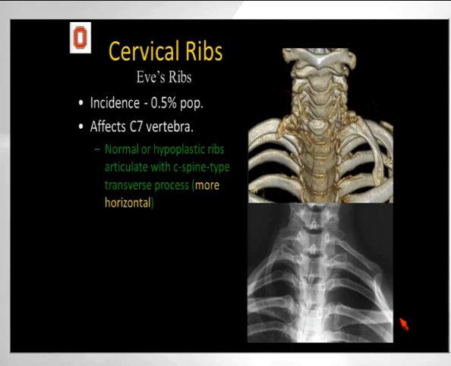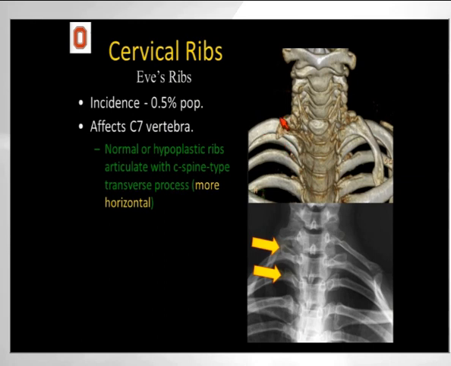The cervical rib, for example, is seen in 1 out of 200 people. And these usually articulate with the cervical vertebral body. And notice that in the cervical vertebral body, the transverse process is more horizontally oriented, in contradistinction to the thoracic transverse process, which has a more oblique orientation.